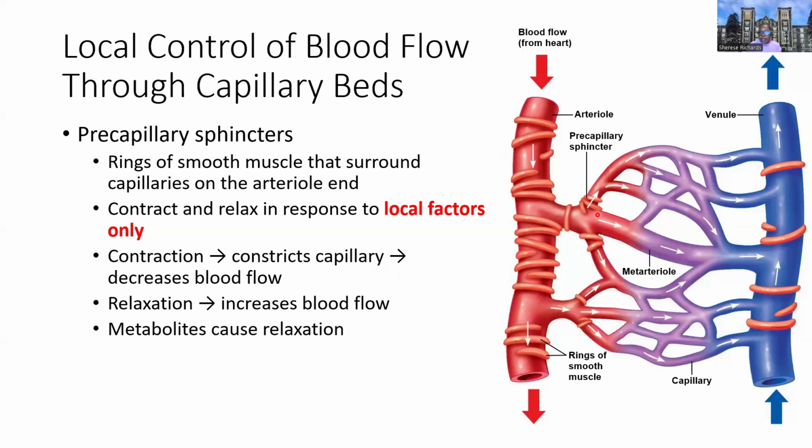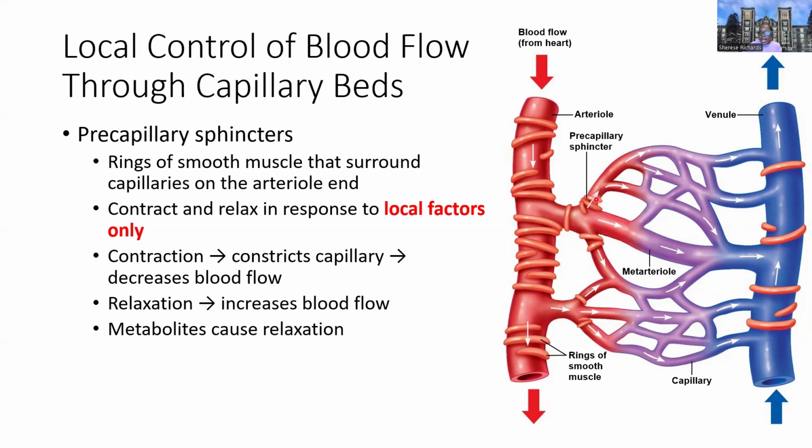And so, for example, contraction is going to constrict the rate of flow into the capillary bed, thereby decreasing how much blood is actually going to the capillary and shunting that blood back towards the meta-arteriole or even the arteriole itself. And then relaxation on the other end is going to do the opposite. It's going to increase how much flow is going to the capillary bed and therefore bypassing the meta-arteriole.